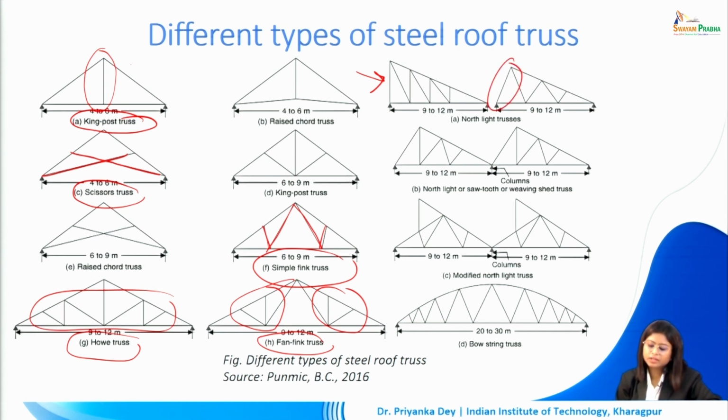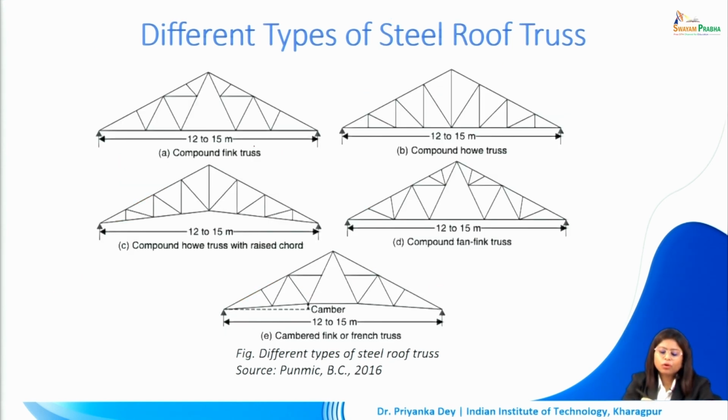We can have a sawtooth or a weaving shed truss where we have back-to-back north light trusses. We can also have a modified north light truss like so. And we can also have a bowstring truss, in which case the shape would be curved. This is an example of the compound fink truss, similar to the simple or the fan fink truss, but here the number of members is much more. Obviously the span we will be dealing with will be more in this case.